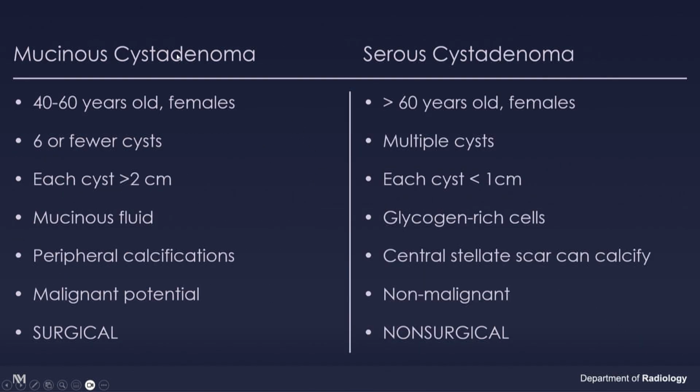Just a nice comparison. Again, I don't rely on the age, but this is classically the one that is referred to as the mother tumor, mucinous cystic neoplasm, 40 to 60, while serous is more commonly in older patients, but obviously you can see serous in males as well as in younger patients. More importantly, in my opinion, is that these have few, large cysts, as opposed to this where it tends to be multiple small cysts, although occasionally you can have a large cyst here as well. Obviously, you have mucinous fluid in mucinous cystadenoma, while this has glycogen. And if you have calcifications, the mucinous tends to be peripheral, while the serous tends to be more central.